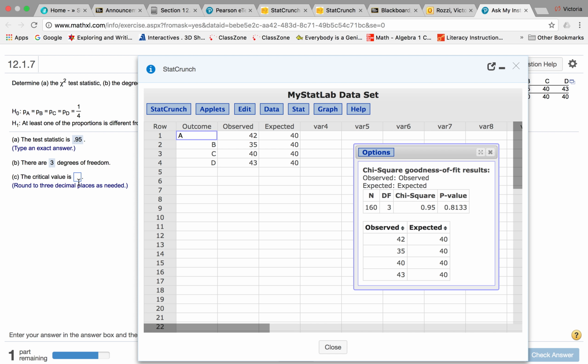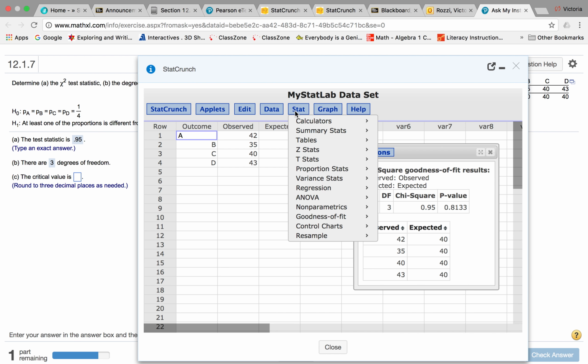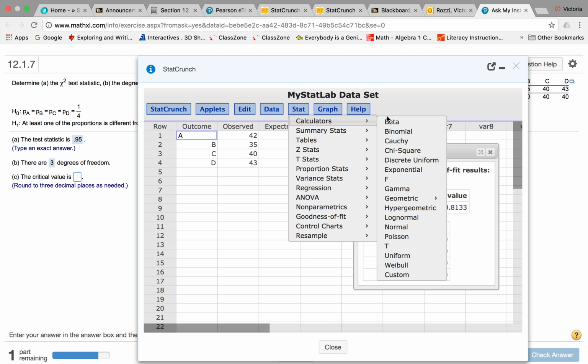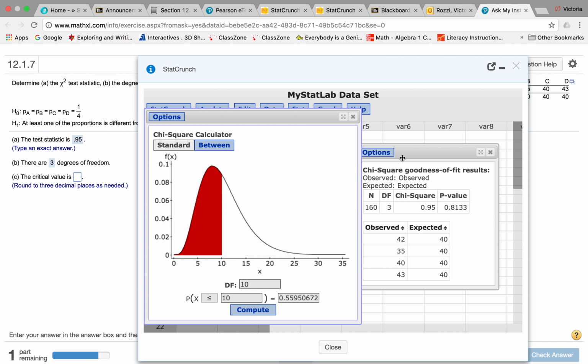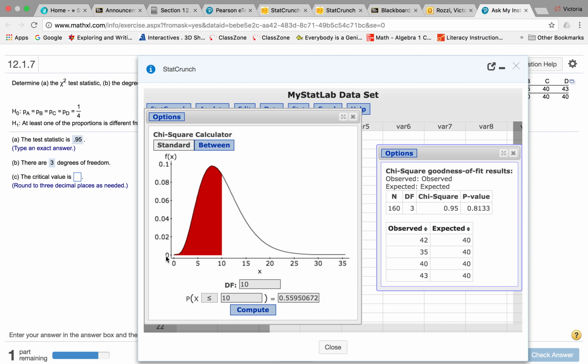Now the next thing I have to do is get my critical value. When we were doing the normal distribution, you could find your critical value using StatCrunch, and we're going to do the same thing here. We just have to choose a few different options. So if you go to Stat and click Calculators, just like we did when we did the normal, we would have gone down. If this were the normal distribution, we'd be here. We're going to pick chi-square instead. And you can see now we have this really pretty graph of the chi-square, which is nicely right skewed.